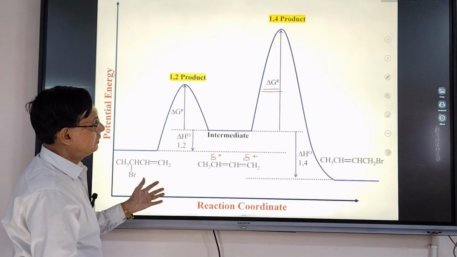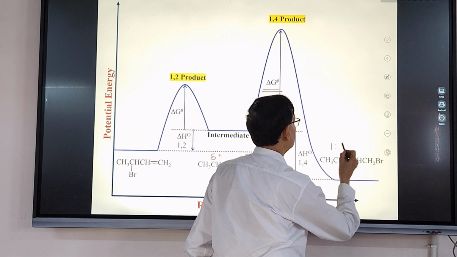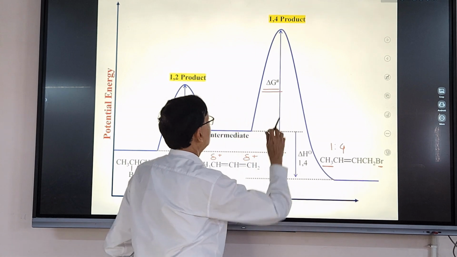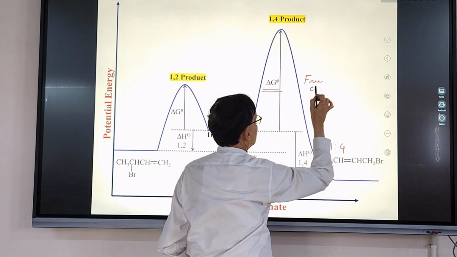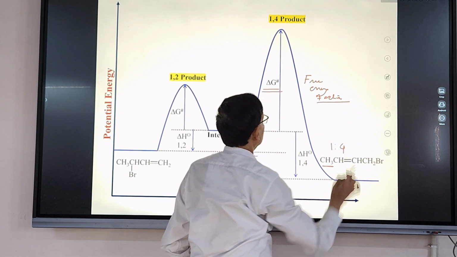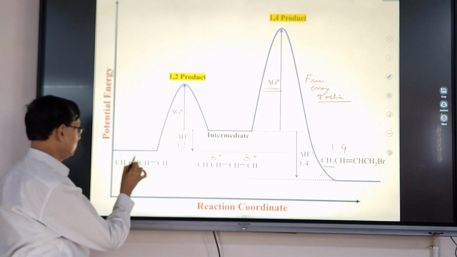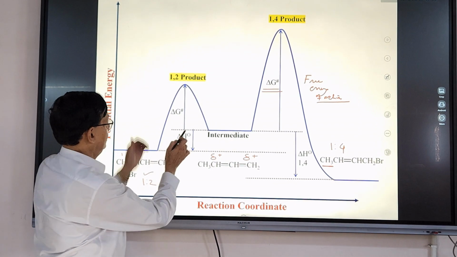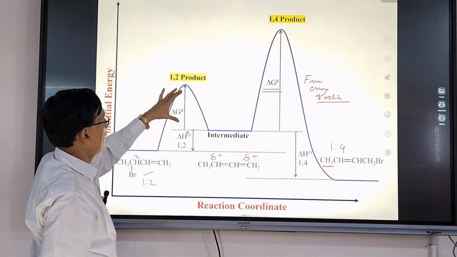So there are two products. One is the 1,4 product. This is 1 and this is 4. See this height, the free energy of activation. Whereas if you see the 1,2 product, this is 1, this is 2. This is the 1,2 product, relatively less. This is not important. The important thing is the free energy of activation.